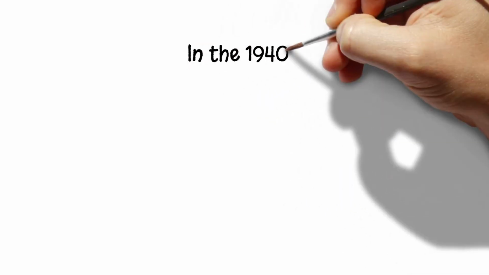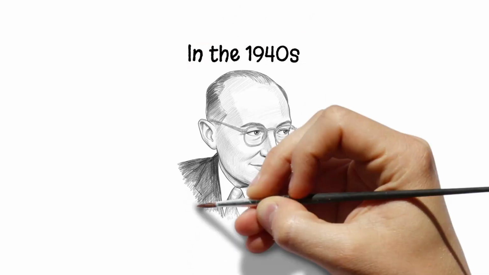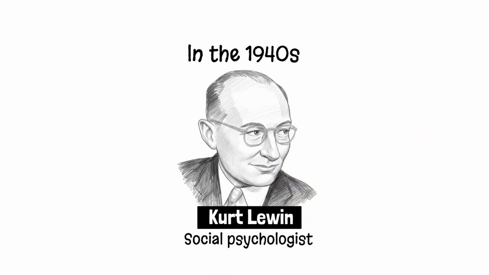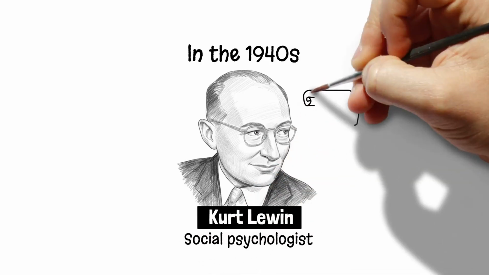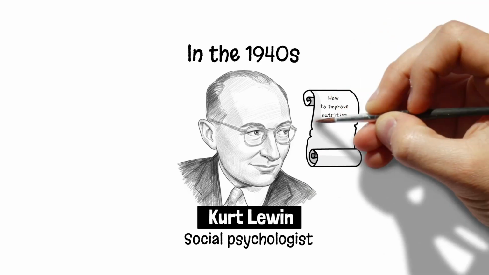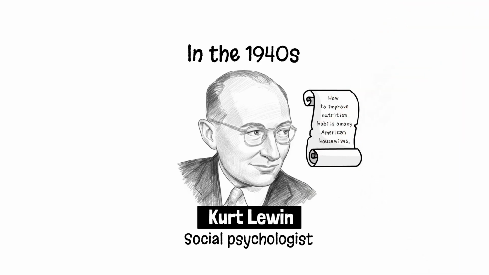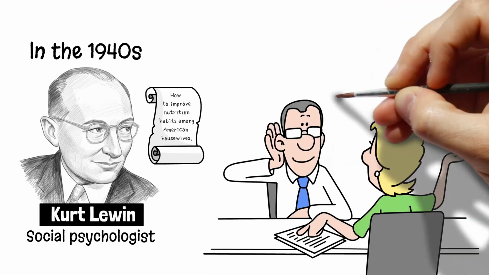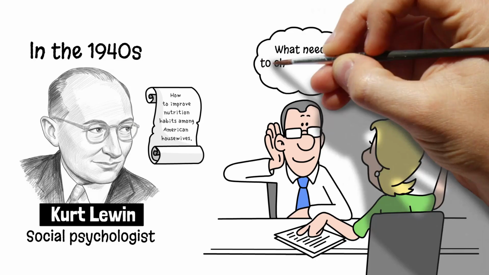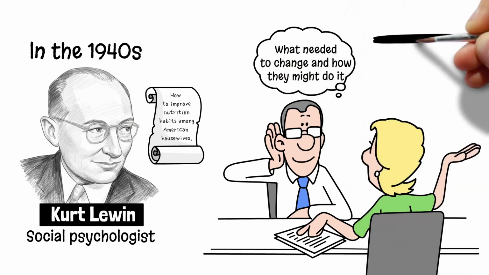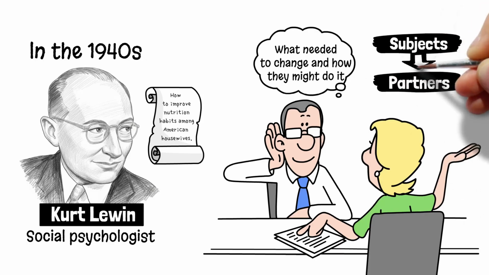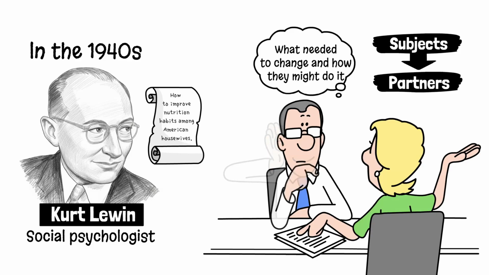This idea actually started back in the 1940s with Kurt Lewin, a social psychologist who wanted to understand how to change behaviour. His famous study looked at how to improve nutrition habits among American housewives. Instead of just telling them what to do, he invited them to participate, to identify what needed to change and how they might do it. That shift, from subjects to partners, was revolutionary. It made behaviour change not something imposed, but something owned.